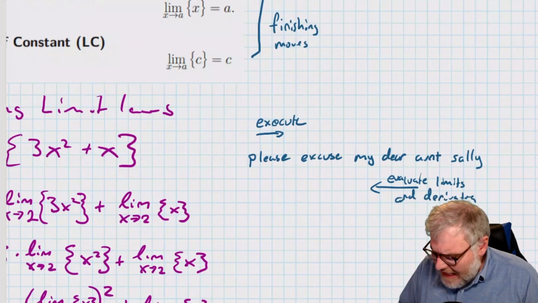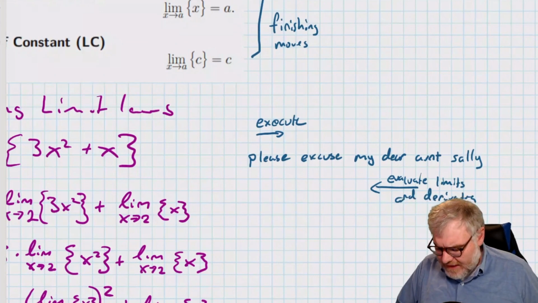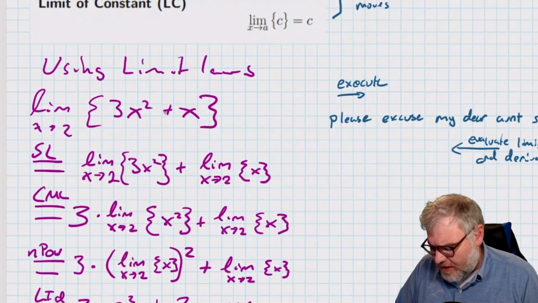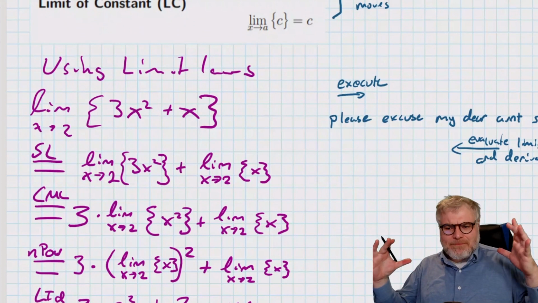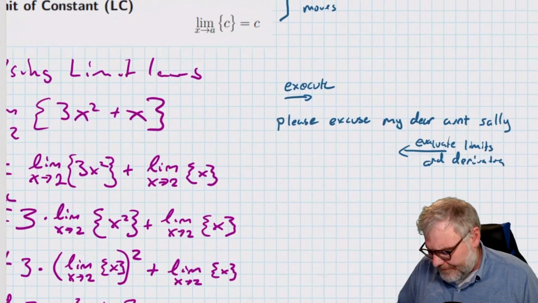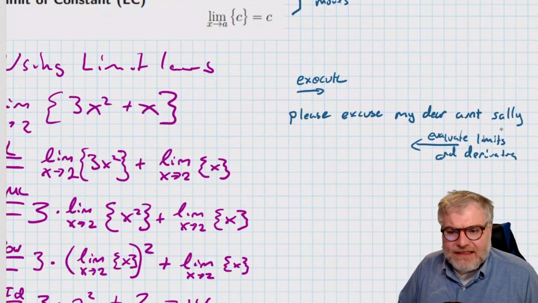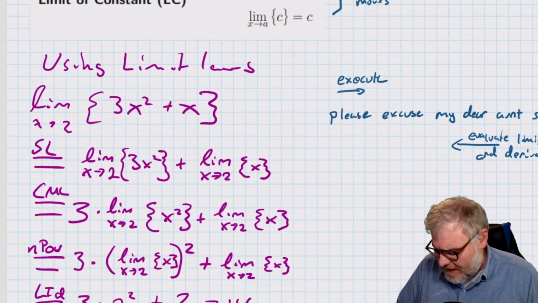So the last thing to happen is the addition, right? X gets squared, then it gets multiplied by 3. Here it goes in as x. And the last thing to happen is that these things get added together. So please excuse my dear Aunt Sally, right? Addition or subtraction is the last thing.